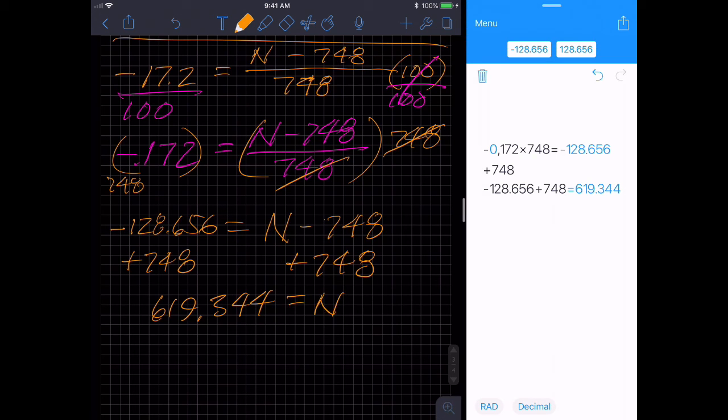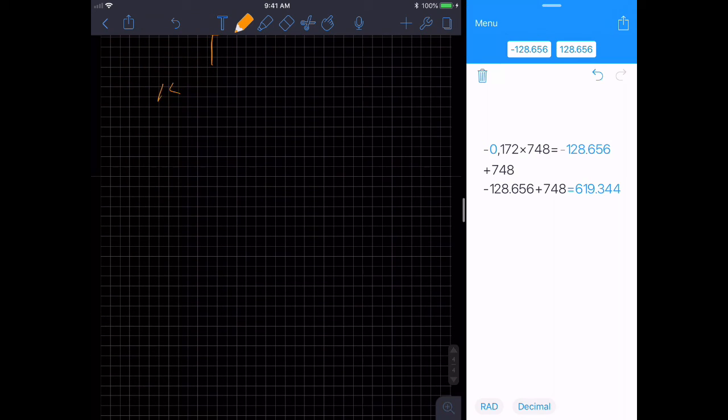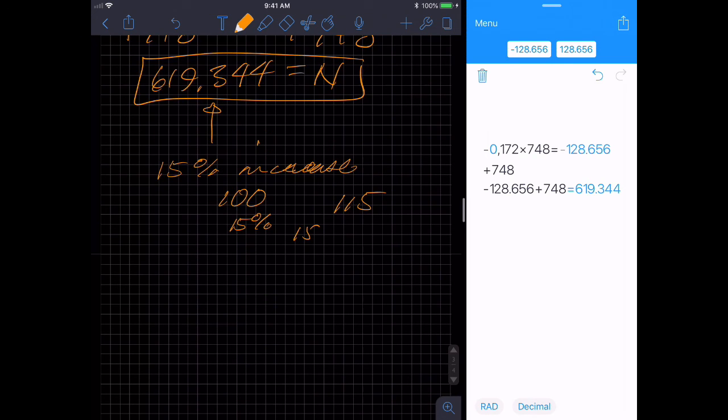And so I get 619.344 equals n. And so my new amount, which represents a 17.2% decrease from 748, is 619. If you would like, you can try to play around with this and practice with numbers that you know. For instance, if you want to represent a 15% increase from, let's say, 100, you would end up having 115 because 15% of 100 is 15. So if the numbers are easy, it's very easy to figure out and calculate. If they're more complex, not base 100 or 10 or something like that, it's not as intuitive.